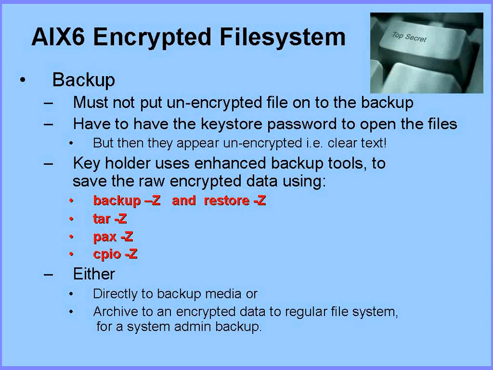So what we have is these four tools have been enhanced to back up encrypted data. There's backup and restore, tar, PAX, and CPIO. And all of them have a -Z option, and this says we'll actually do the backup operation, but instead of giving you the clear text as you're reading through the file, it'll actually go and read the raw encrypted version of the data and put that into the backup for you.